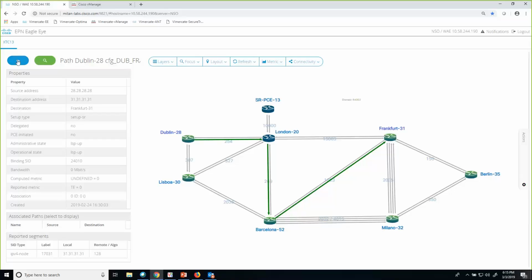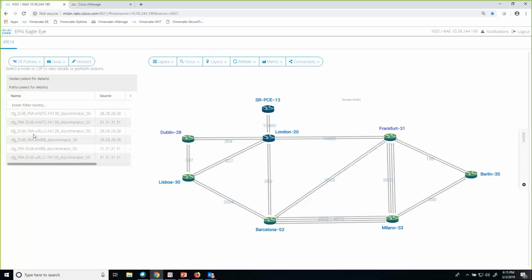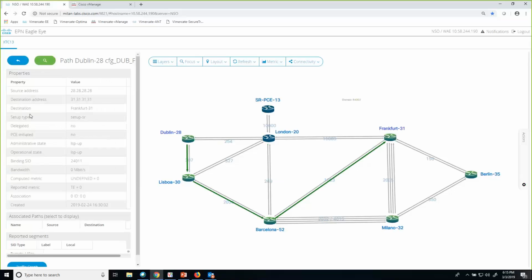Well, let's now move on into another policy. Let's move into the policy that goes from Dublin to Frankfurt, going only over the secure slice. You can see now a completely different path that avoids London. It goes to Lisbon, then to Barcelona, and then on to Frankfurt. The delay on that path is going to be a little bit higher, but only uses secure encrypted links.